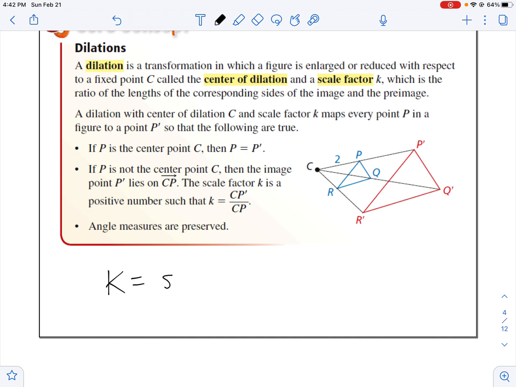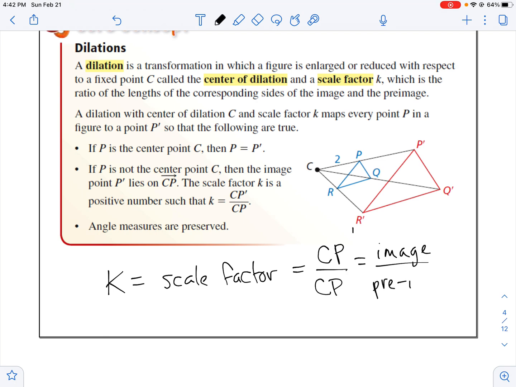First thing, K stands for scale factor. And this is equal to going from your center to your new mark over the center to the original. Another way of saying this is your image over your pre-image. Now, if K is bigger than 1, that's an enlargement. So, for example, maybe like 5 over 4, 2.8, 312.